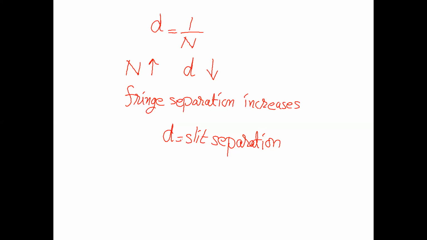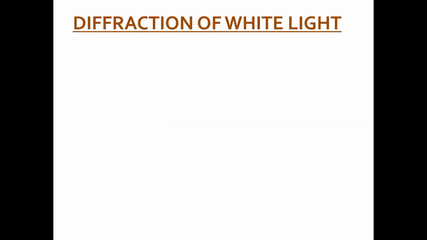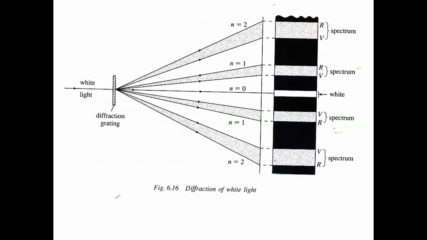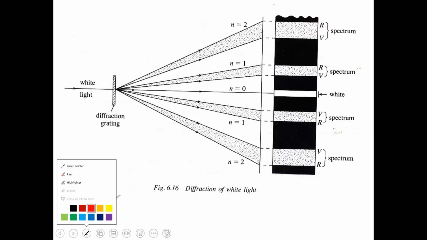d is inversely proportional to N. So fringe separation increases if you alter the d. This is the formula. Now, if you increase the lambda, the fringe pattern fades. Diffraction of white light: the central fringe is always white. The central fringe is always white.